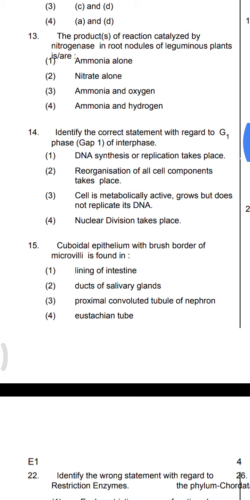15th question. Cuboidal epithelium with brush border of microvilli is found in: option 1, lining of intestine. Option 2, ducts of salivary glands. Option 3, proximal convoluted tubule of nephron. Option 4, eustachian tube.